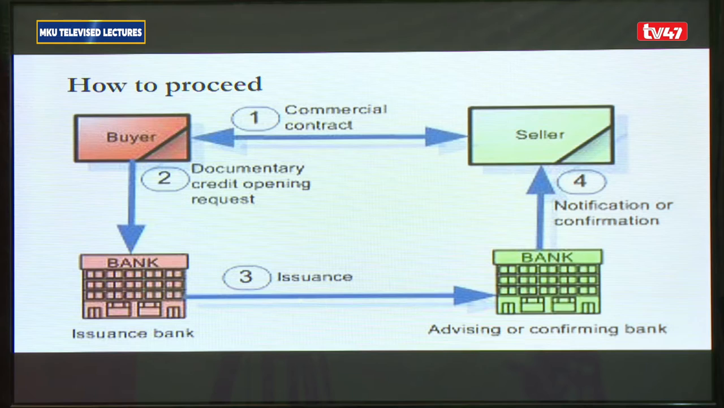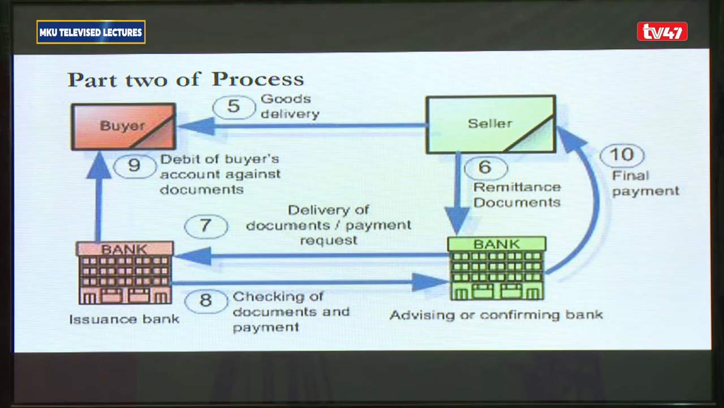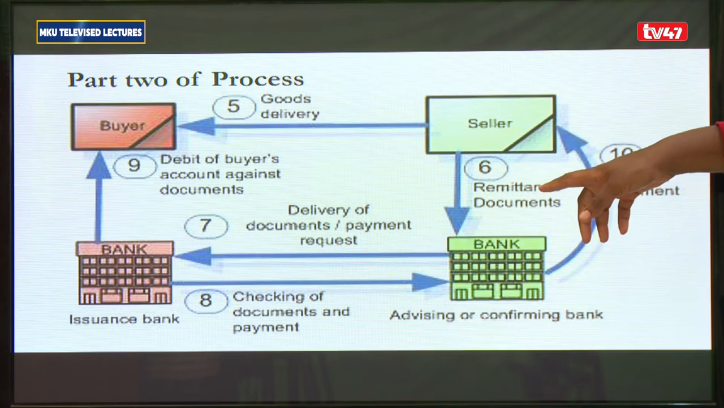Once that is done, step five is that the seller releases the goods to the buyer, because, remember, the documentary credit is an undertaking. There's an undertaking stating that we are going to pay you this sum of money as per the terms of the contract. Now that we have an undertaking, the seller has already been notified by the advising bank that a documentary credit has been issued. He releases the goods. Once he releases the goods, the seller then takes the original documents to the advising or the confirming bank.